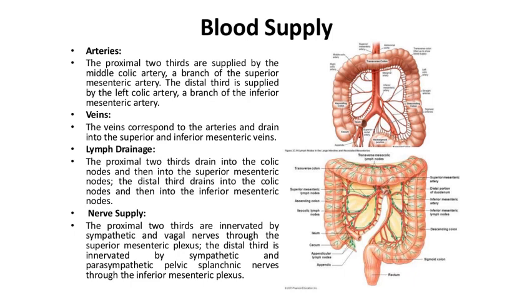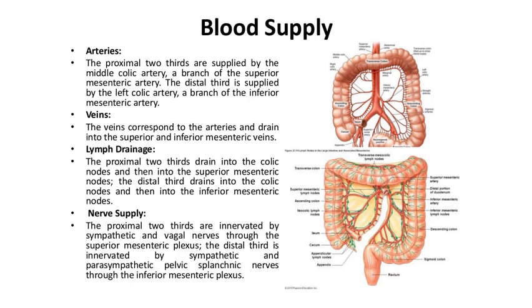Blood supply of the transverse colon. The proximal 2/3 are supplied by the middle colic artery, which is a branch from the superior mesenteric artery. The distal third is supplied by the left colic artery, which is a branch from the inferior mesenteric artery. The veins correspond to the arteries and drain into the superior and inferior mesenteric veins.